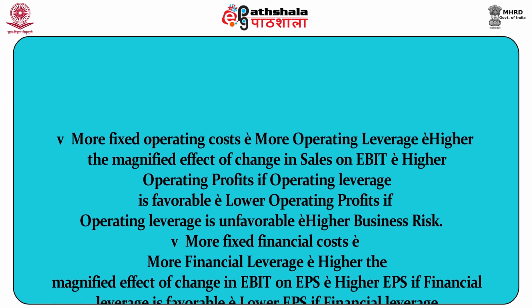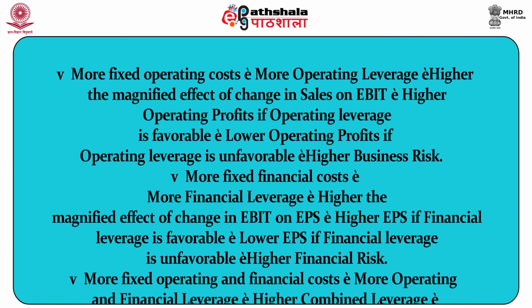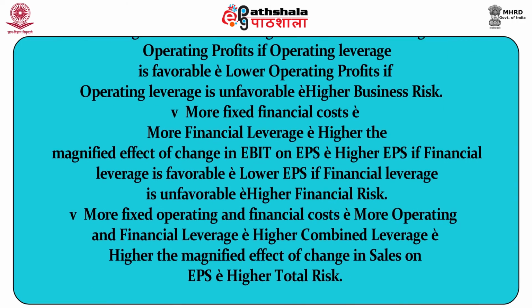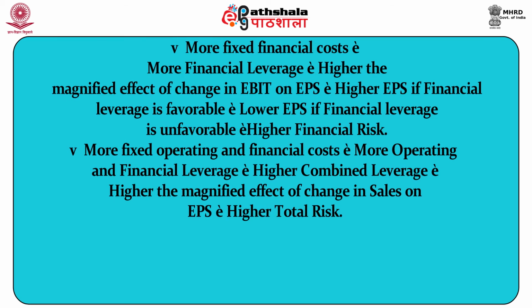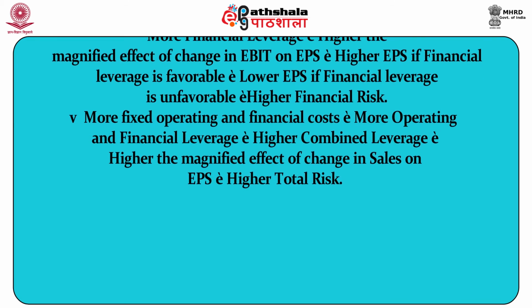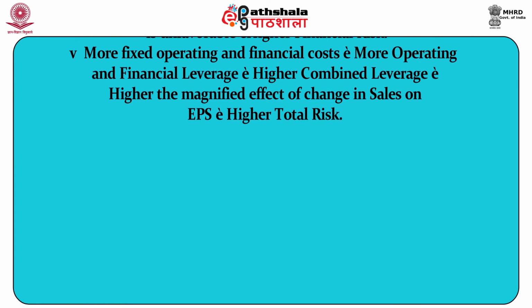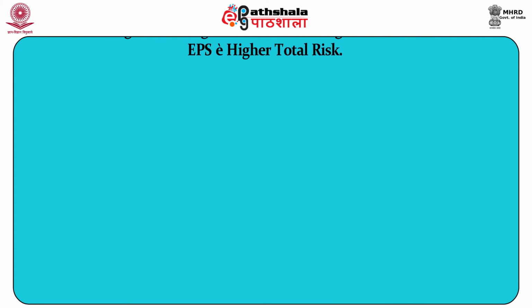More fixed financial costs imply more financial leverage, which shows the higher magnified effect of change in EBIT on EPS. It will lead to higher EPS if financial leverage is favorable, or lower EPS if financial leverage is unfavorable, that results in higher financial risk. More fixed operating and financial costs imply more operating and financial leverage, which leads to higher combined leverage, that shows the higher magnified effect of change in sales on EPS, it will result in higher total risk.